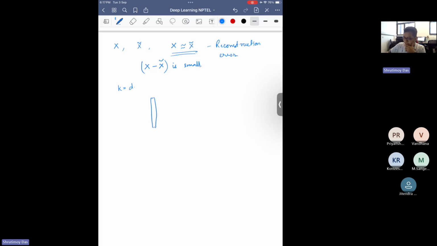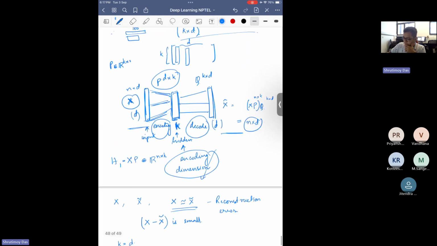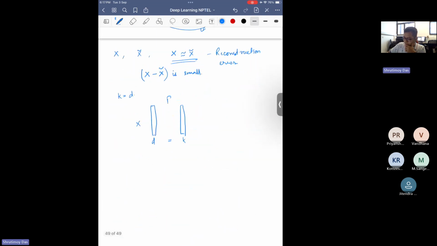So suppose we have a d-dimensional input layer, and again we go to a k-dimensional encoding layer. Suppose d is equal to k, and we are using a linear encoder. That means we are multiplying x by some matrix p. Then again we are taking it back to the d-dimensional space by matrix multiplying with some q. So what could be an issue with this? Anyone? If k is equal to d, or k is greater than d.